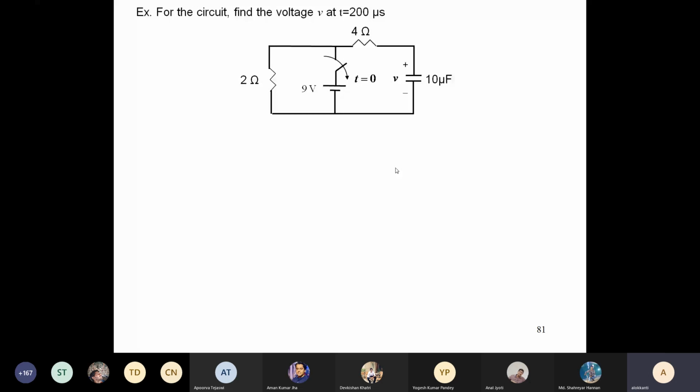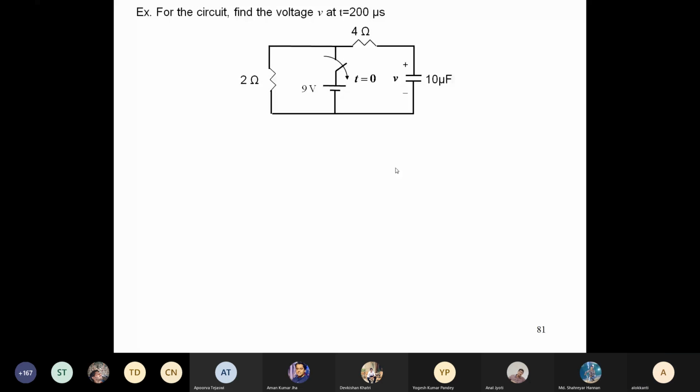Find the voltage V at t equal to 200 microseconds. So solve this problem. You see the switching: at t equal to 0, the switch is operated. That means the battery is taken out of the circuit. For t less than 0, the battery was there. So at t less than 0, what was V? 9 volts, sir. 9 volts is applied across the capacitor. So that is basically your V naught.